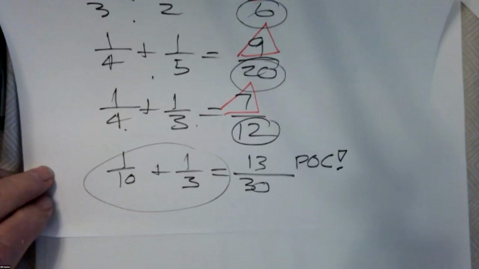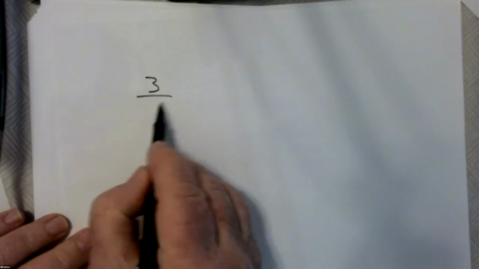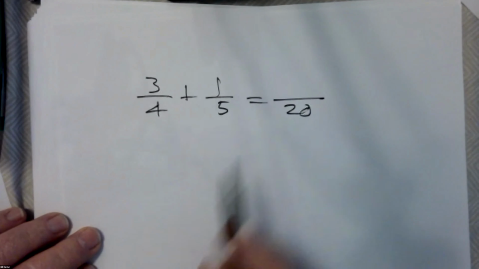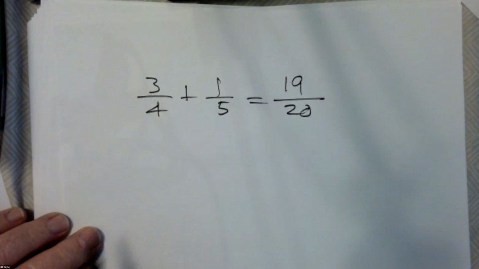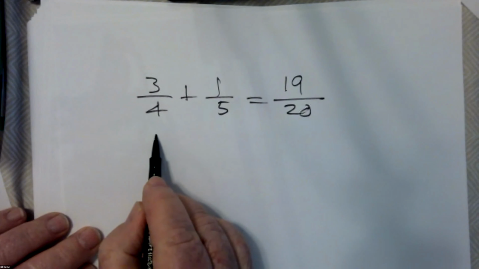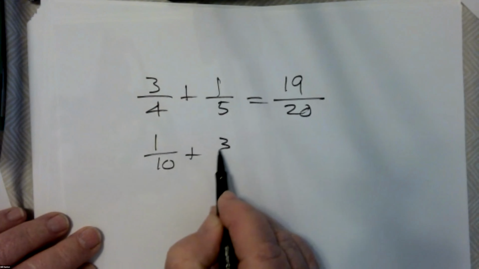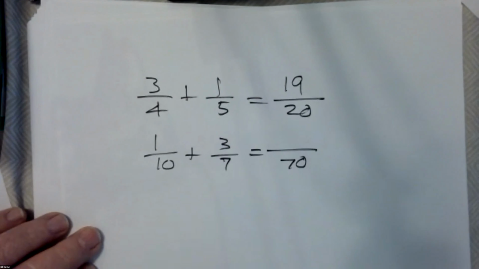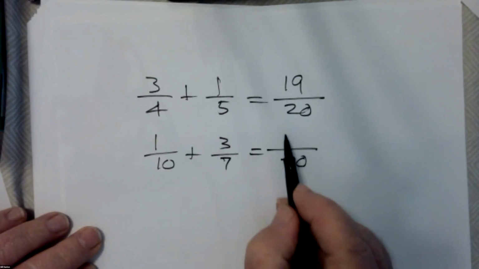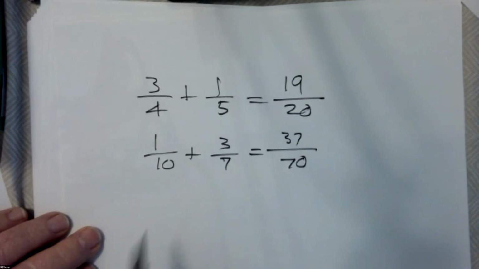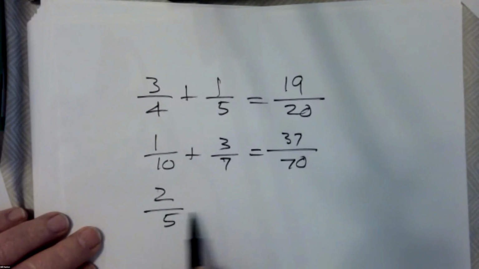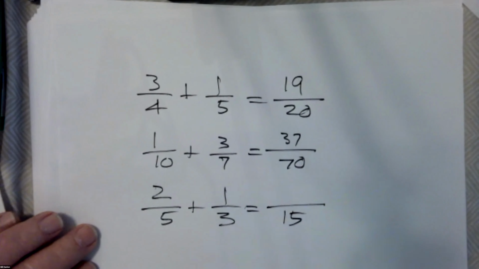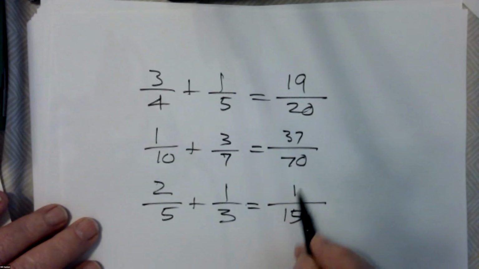Now, after I do a bunch of those with unit fractions, instead of having unit fractions, I'm going to throw different numbers in there. So let's say I have a problem like 3/4 plus 1/5. I know my common denominator is going to be 20. My numerator is going to be 19. If I had a problem like, let's say 1/10 plus 3/7, my common denominator is going to be 70, and my numerator is going to be 37. If I have a problem like 2/5 plus 1/3, my common denominator is going to be 15, and my numerator is going to be 11.